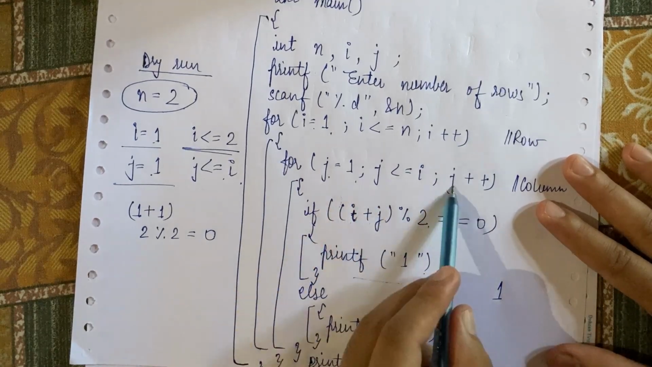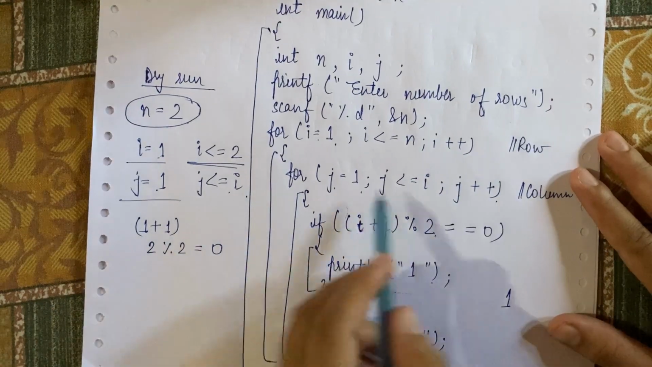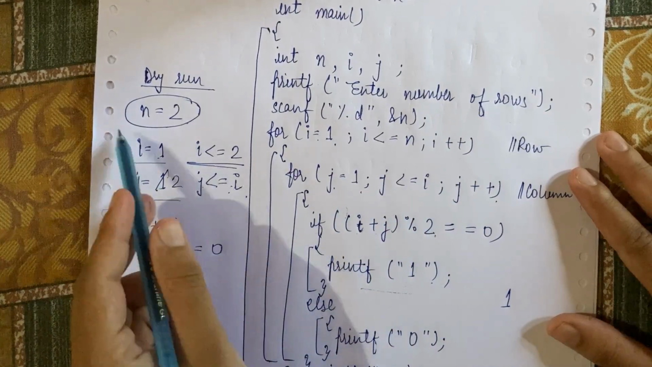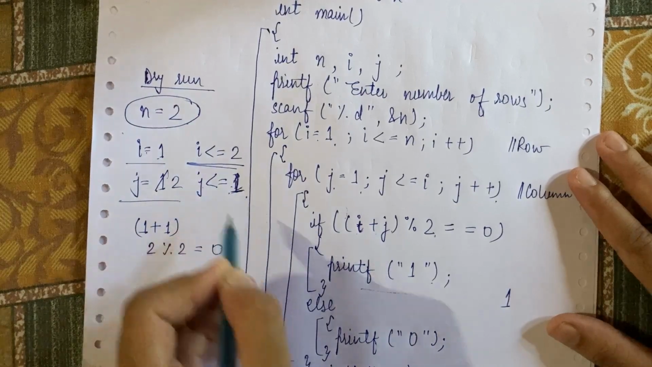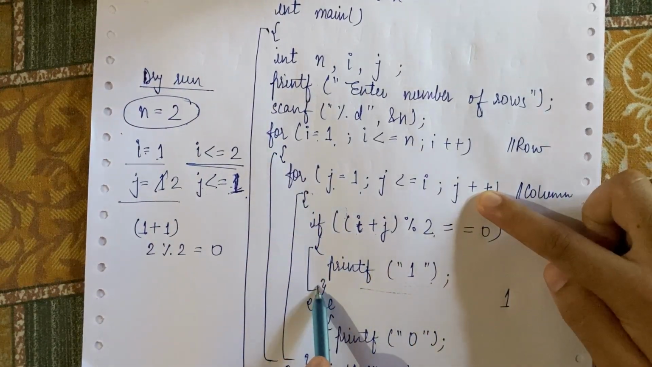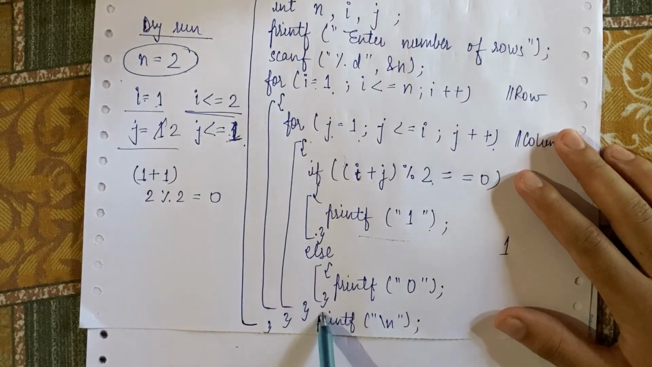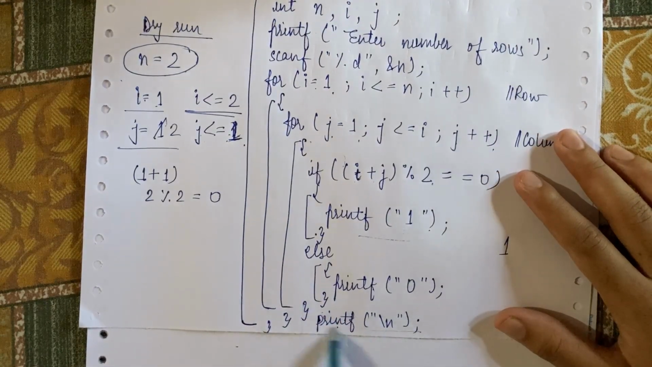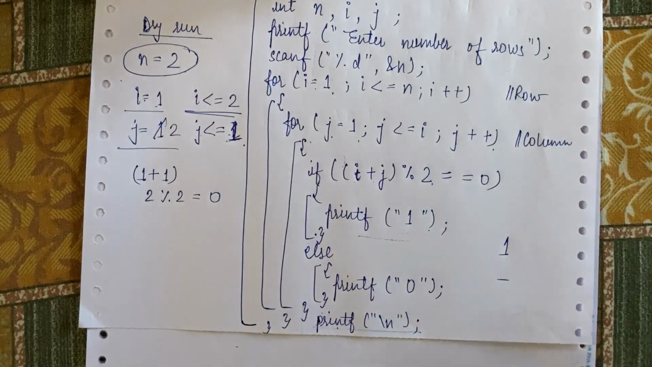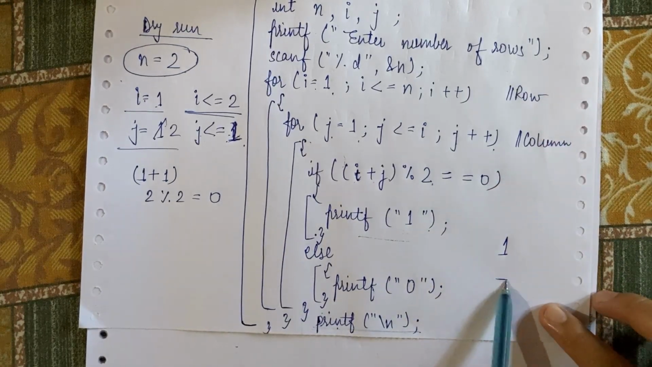Then again j will increment by 1, so the value of j will be 2. Is 2 less than or equal to 1? i is 1, so the condition is false. It will come out of the inner j loop, and come out here, and will move the cursor to the next line with the help of the \n command.